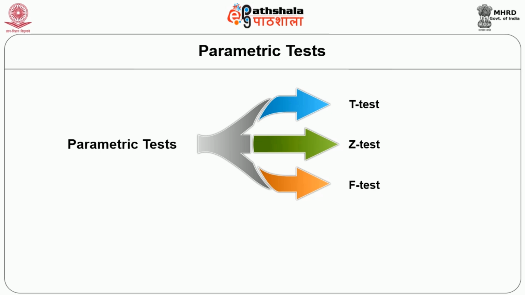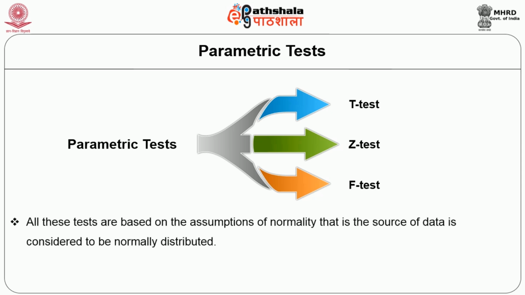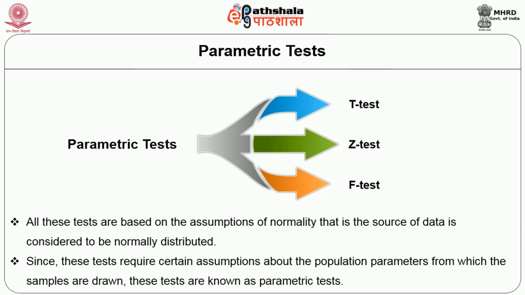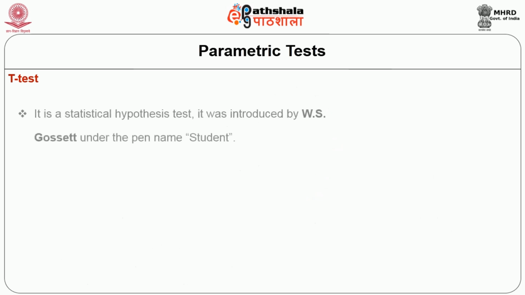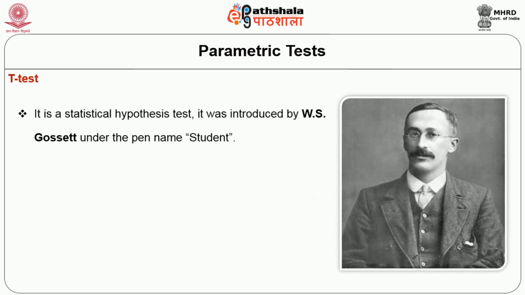The important parametric tests are t-test, z-test and f-test. All these tests are based on the assumption of normality, that is, the source of data is considered to be normally distributed. Since these tests require certain assumptions about the population parameters from which the samples are drawn, these tests are known as parametric tests. The most important parametric test is the t-test.